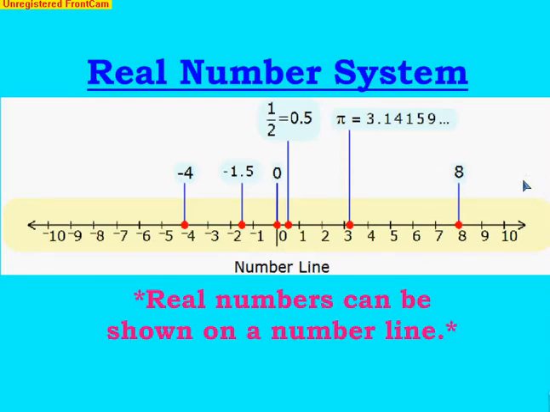The real number system is important to understand in math. The real number system includes numbers that can be shown on a number line. Here are some examples on this number line: -4, -1.5, 0, 1/2, pi, 8. All are examples of real numbers.